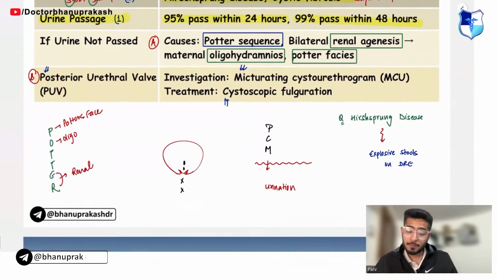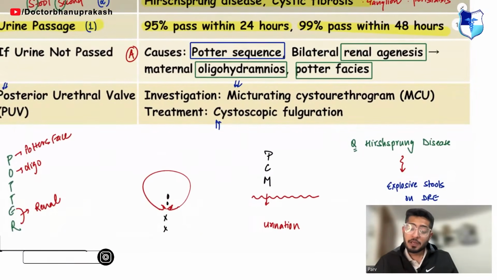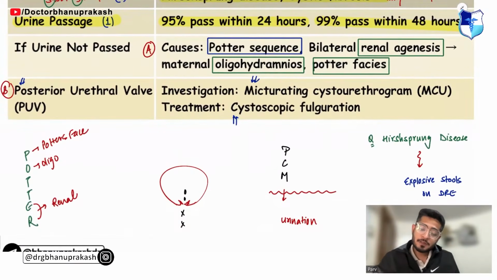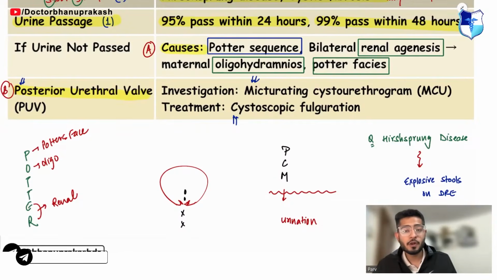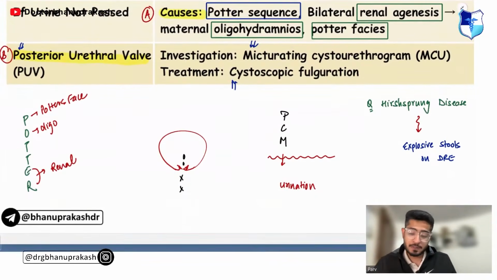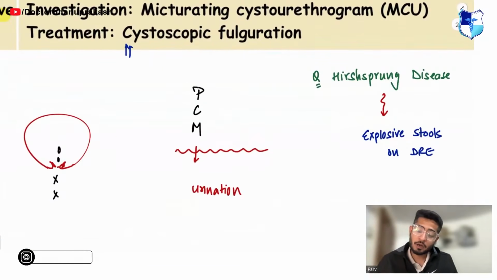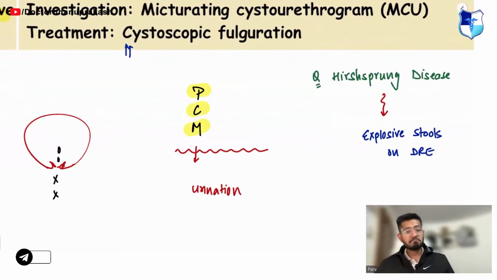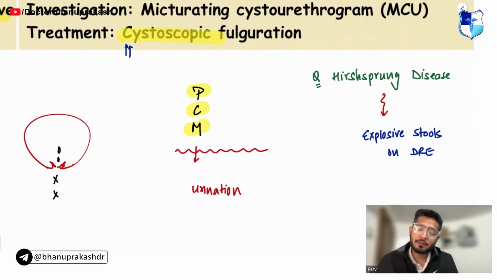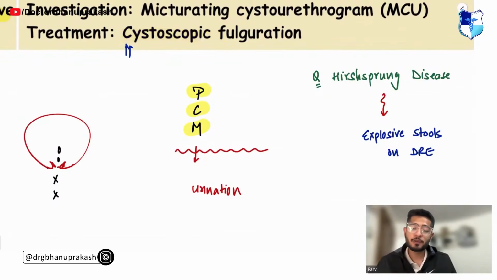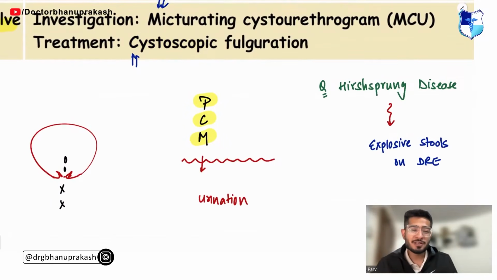Coming on to the next important part. If urine is not passed, of course, one of the causes is Potter's problem. Next is going to be posterior urethral valve, and this posterior urethral valve has got a mnemonic of PCM. C for cystoscopic fulguration. That is actually the treatment.